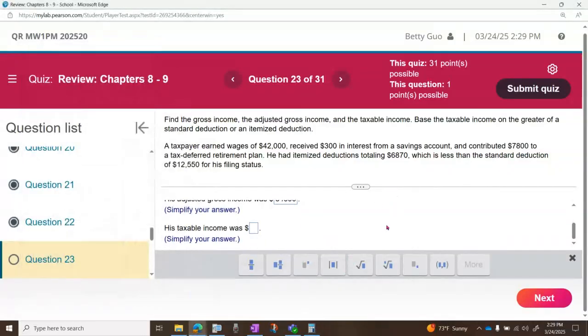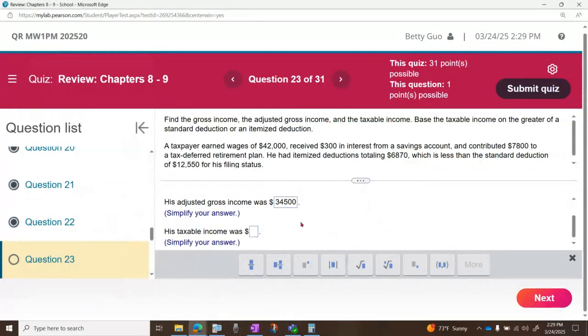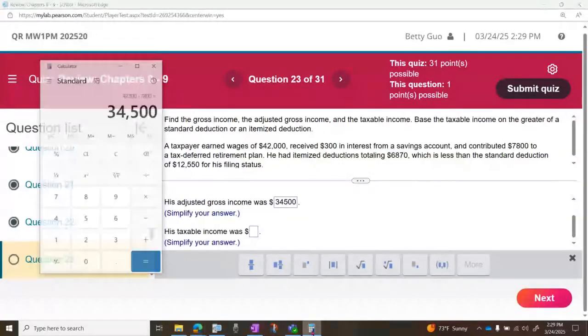500. Okay, 34,500. So that's AGI. Use AGI minus deduction, we get the taxable income. For this taxpayer, his itemized deduction is 6,000, which is smaller, less than the standard deduction. So he should use the standard deduction. So we're going to use the standard deduction.